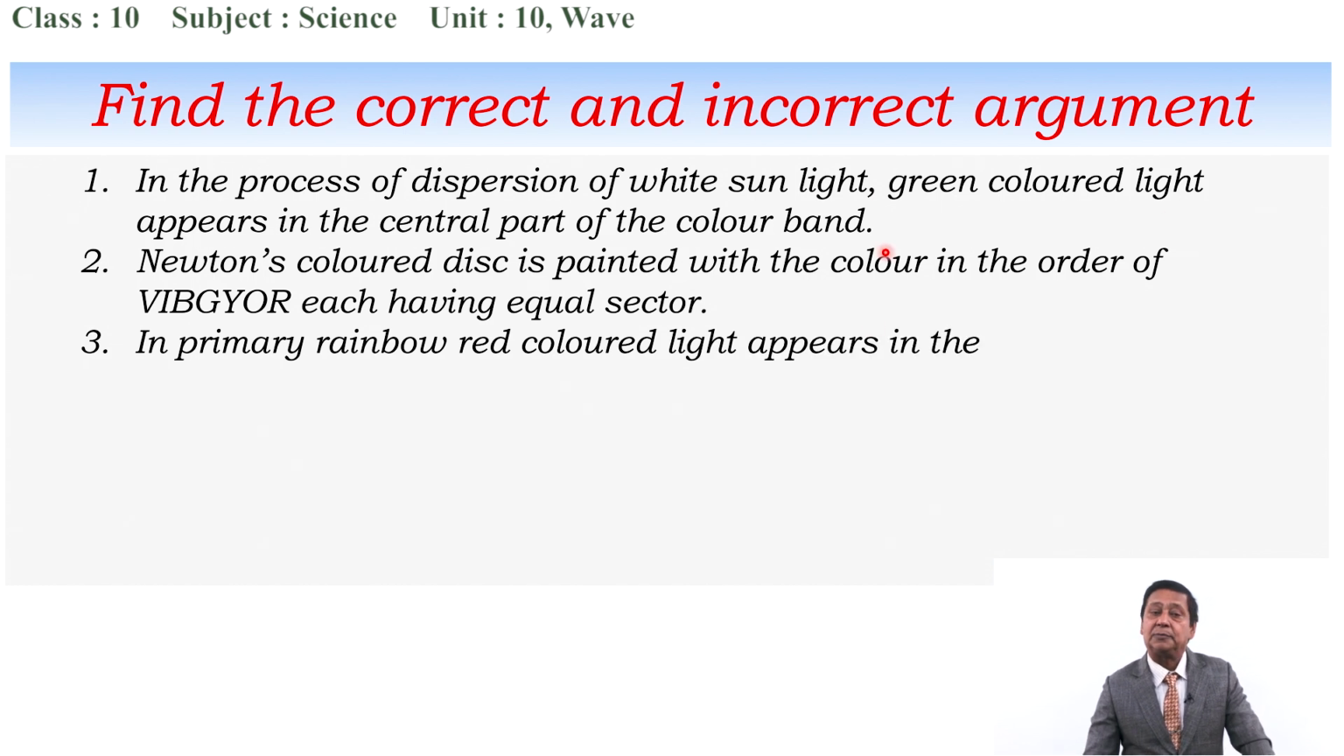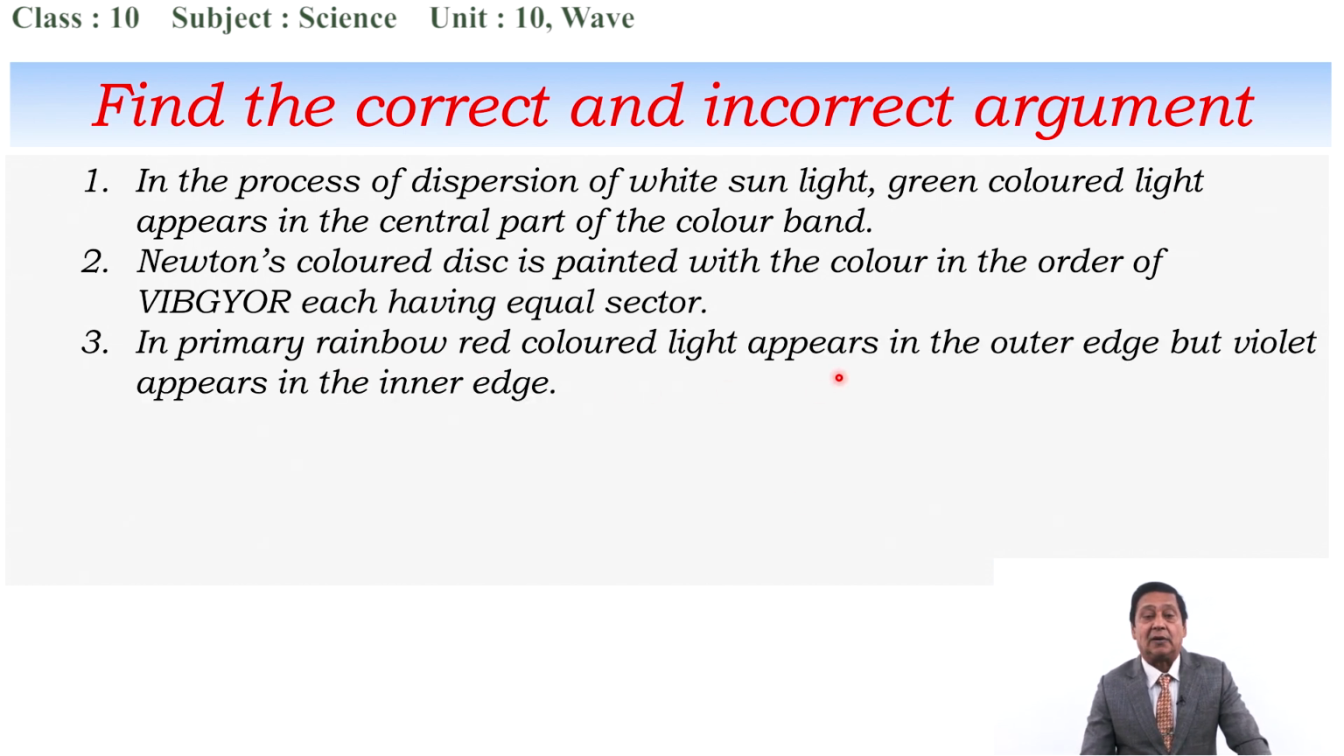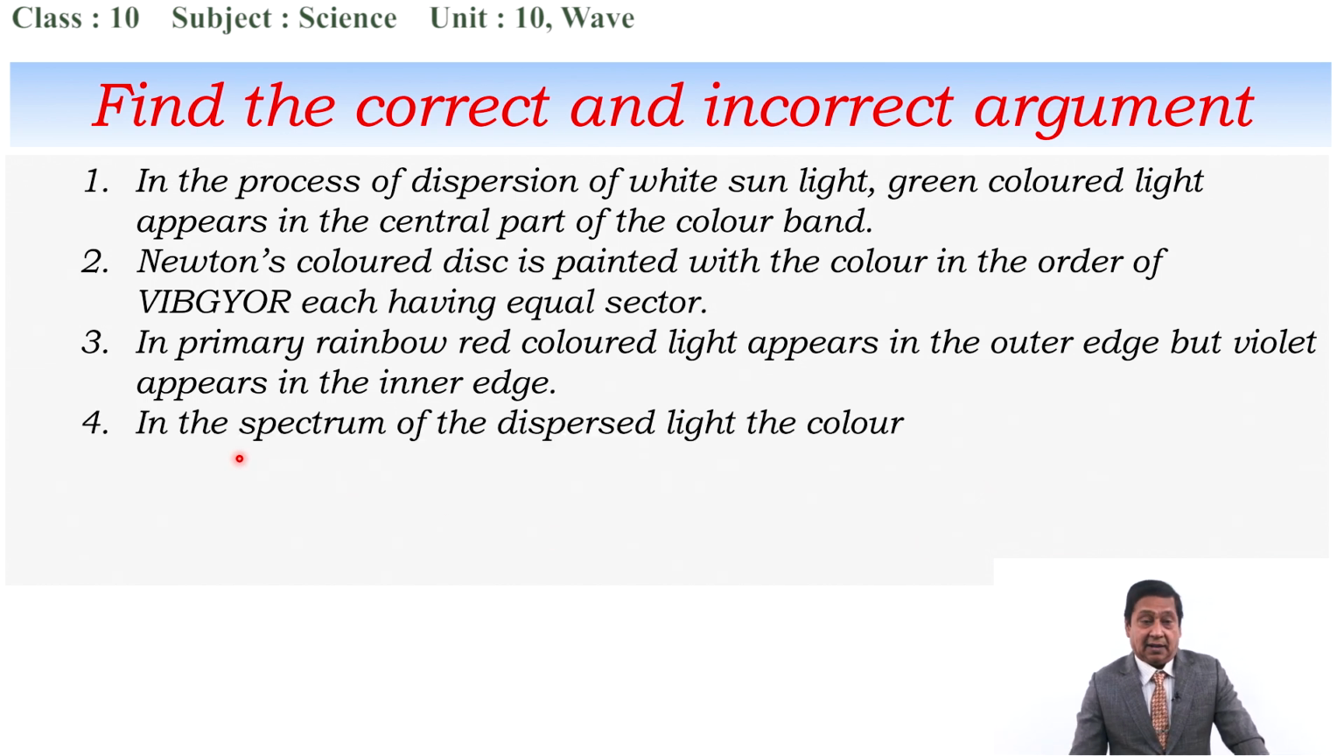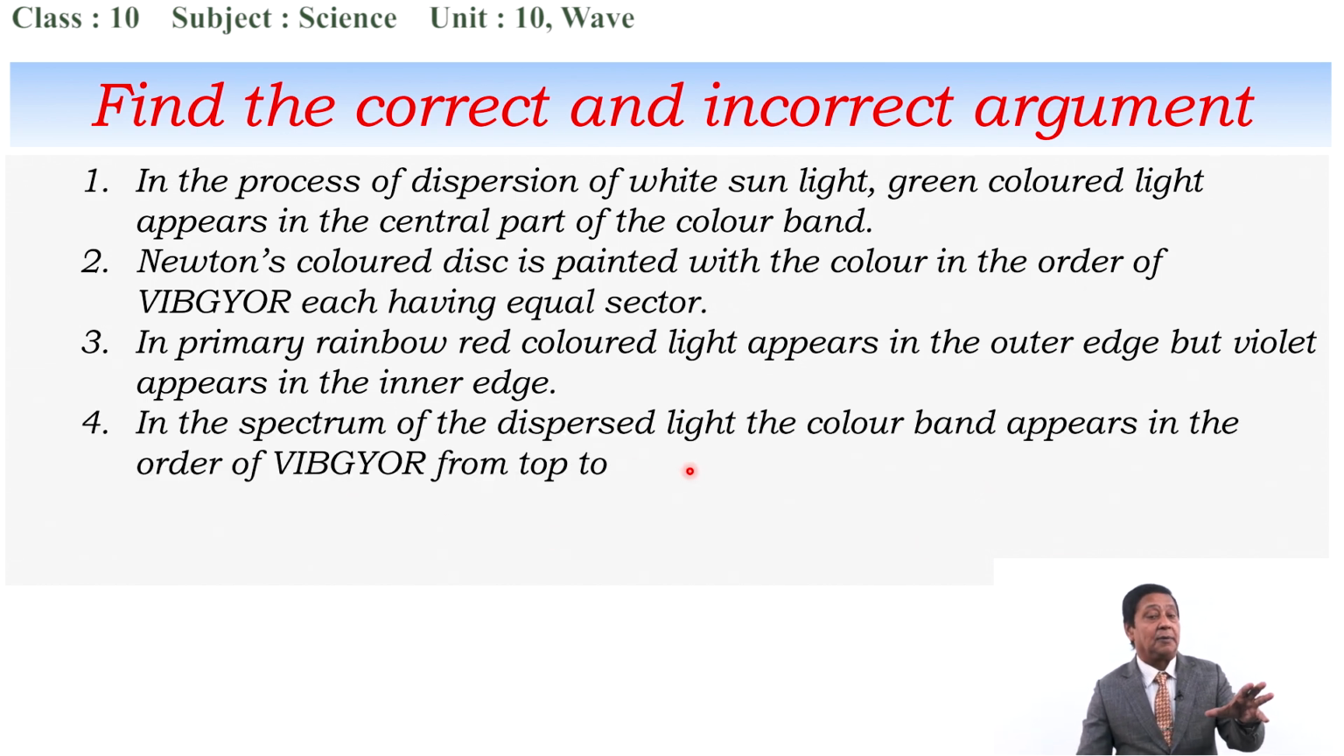Third, in a primary rainbow, red colored light appears in the outer edge, but violet appears in the inner edge. Is it? Maybe, maybe not. Just think. Now another. In the spectrum of dispersed light, the color band appears in the order of V, I, B, G, Y, O, R, VIBGYOR, from top to bottom. Is this correct? Think about this also.